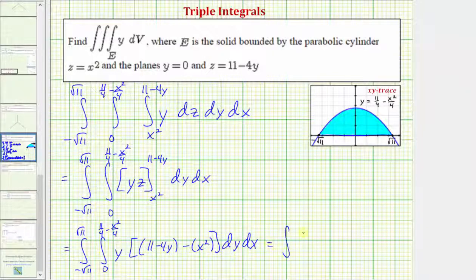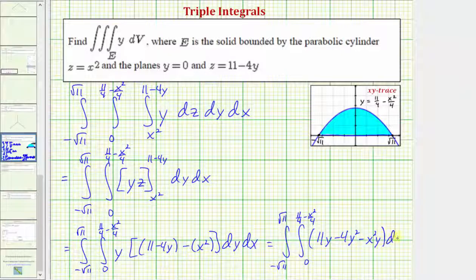So now we have a double integral, where now the integrated function is going to be 11y minus 4y squared, and then minus x squared y. And now we integrate with respect to y, treating x as a constant.